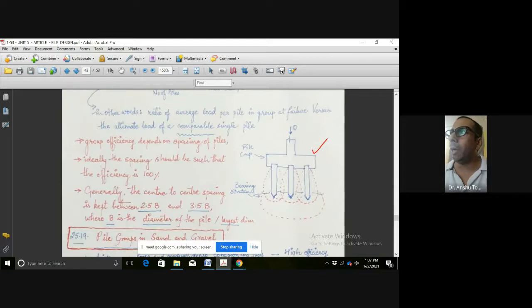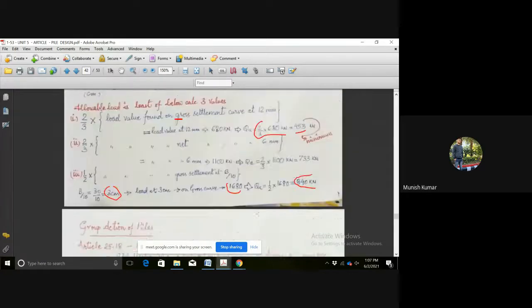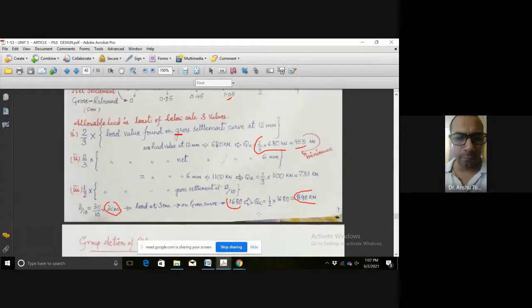The individual piles. Yes, Manish. Sir, the three conditions that we will use, are they standard? Yes, these are standard. These are the standard displacements, 12 mm and 6 mm and B by 2. Always you are going to use those only.